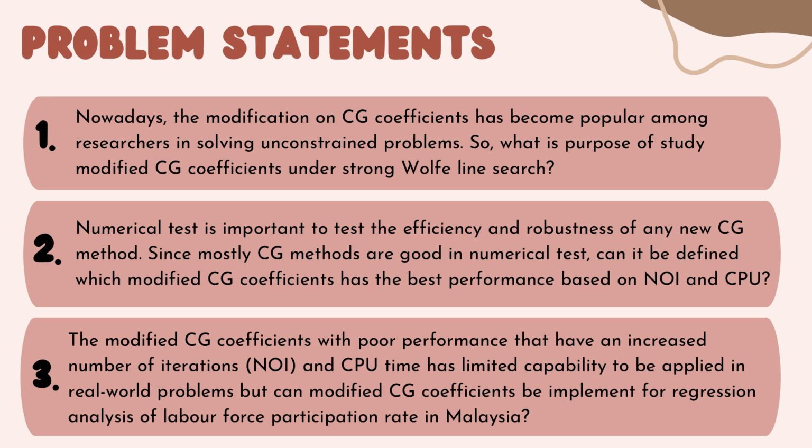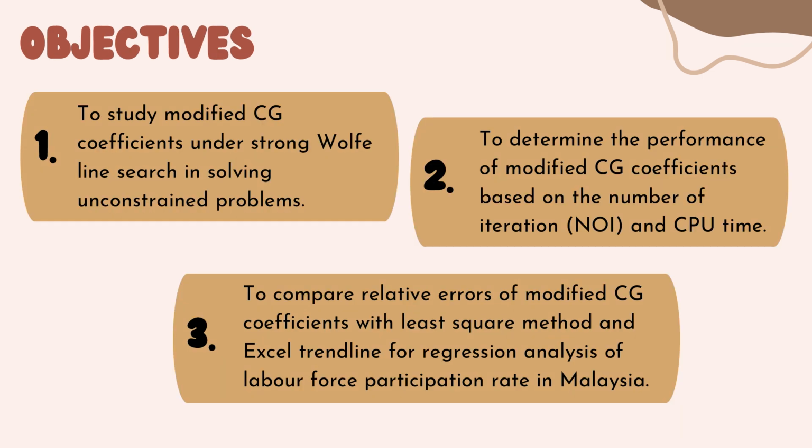limited capability to be applied in real-world problems. But can modified CG coefficients be implemented for regression analysis of the labor force participation rate in Malaysia? The objectives are to study modified CG coefficients under strong Wolfe line search in solving unconstrained problems; to determine the performance of modified CG coefficients based on the number of iterations, NOI, and CPU time; and to compare relative errors of modified CG coefficients with the least square method and Excel Trendline for regression analysis of the labor force participation rate in Malaysia.